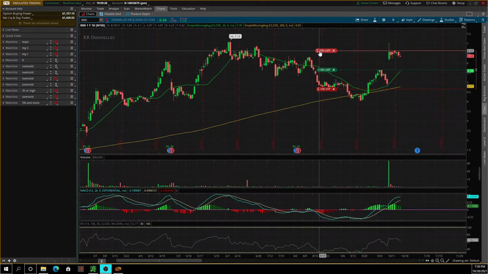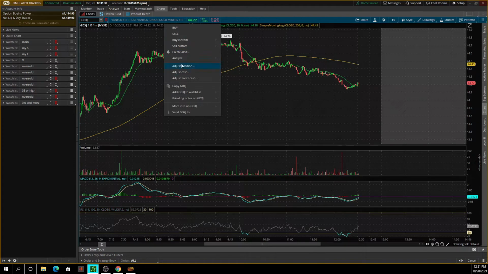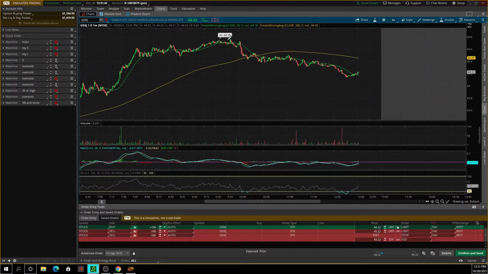All right, let's go on and put it into practice. I'm going to show you how you can use the OCO bracket in live trading. So we're going to click right here on the price, and then we're going to come down to custom, buy custom. Then we're going to click OCO. The amount of shares that we want to buy, I want to put like 20 shares, for example, on this one. 20 shares buy, and sell 20, and stop loss 20.